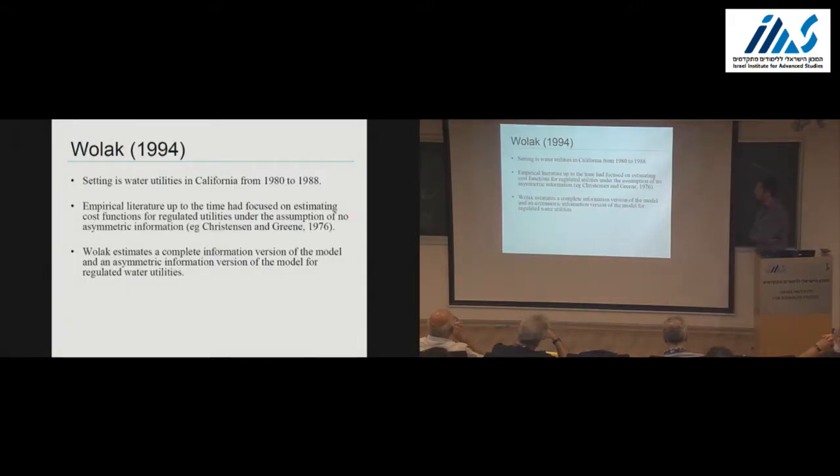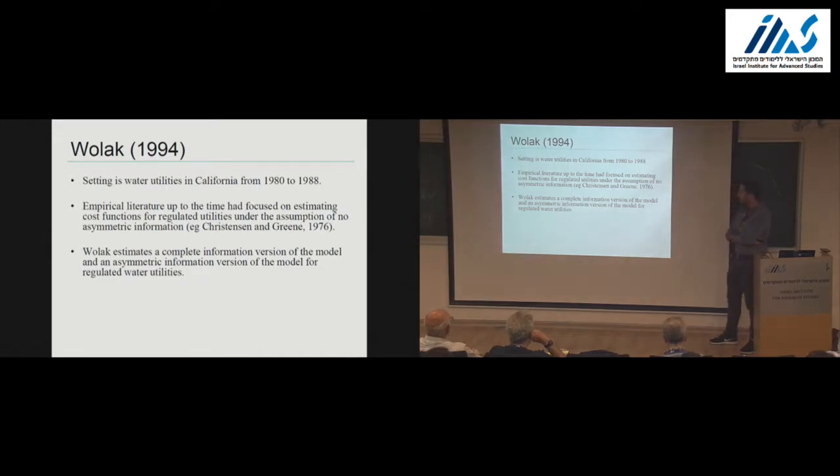Okay, so this Wolak paper is an early paper in the sense that it was estimating a model of asymmetric information, in the early to mid-90s. The setting, like I said, is water utilities in California. The empirical literature up to that time, for estimating cost functions or production functions of regulated utilities, focused on the assumption of no asymmetric information. They didn't really take into account that these firms were being regulated and that there might be asymmetric information affecting their behavior. They interpreted their output through the lens of a model with no asymmetric information. A famous paper like that is Christensen and Greene for electricity generation.